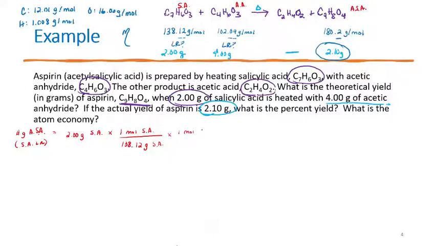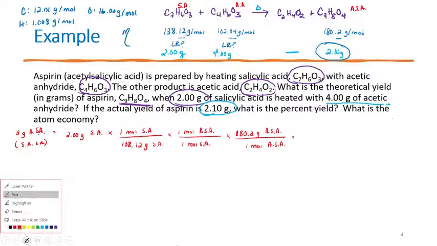So 1 mole of acetylsalicylic acid to 1 mole of salicylic acid. And then convert to grams of acetylsalicylic acid. I know that there's 180.2 grams of acetylsalicylic acid per 1 mole of acetylsalicylic acid.